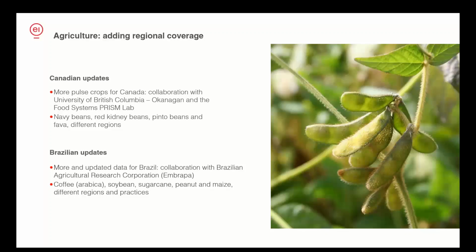Peanut is also a new crop added to the database, and all the others are updates adding new regions or disaggregating, as I was saying in the beginning, covering different agricultural practices for those crops.